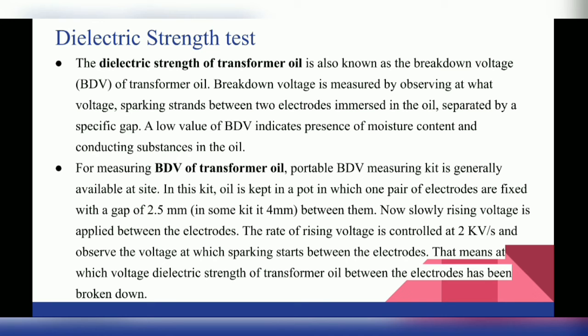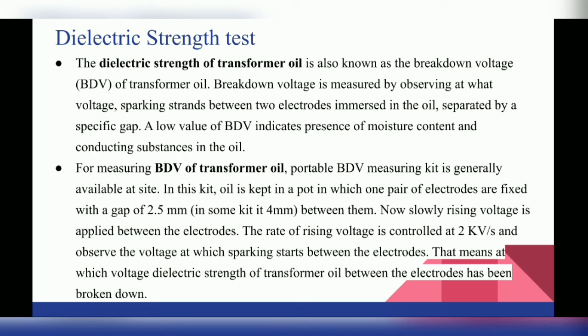For measuring BDV of transformer oil, a portable BDV measuring kit is generally available at site. In this kit, oil is kept in a pot in which one pair of electrodes is fixed with a gap of 2.5 mm. In some kits, it may be 4 mm between them.